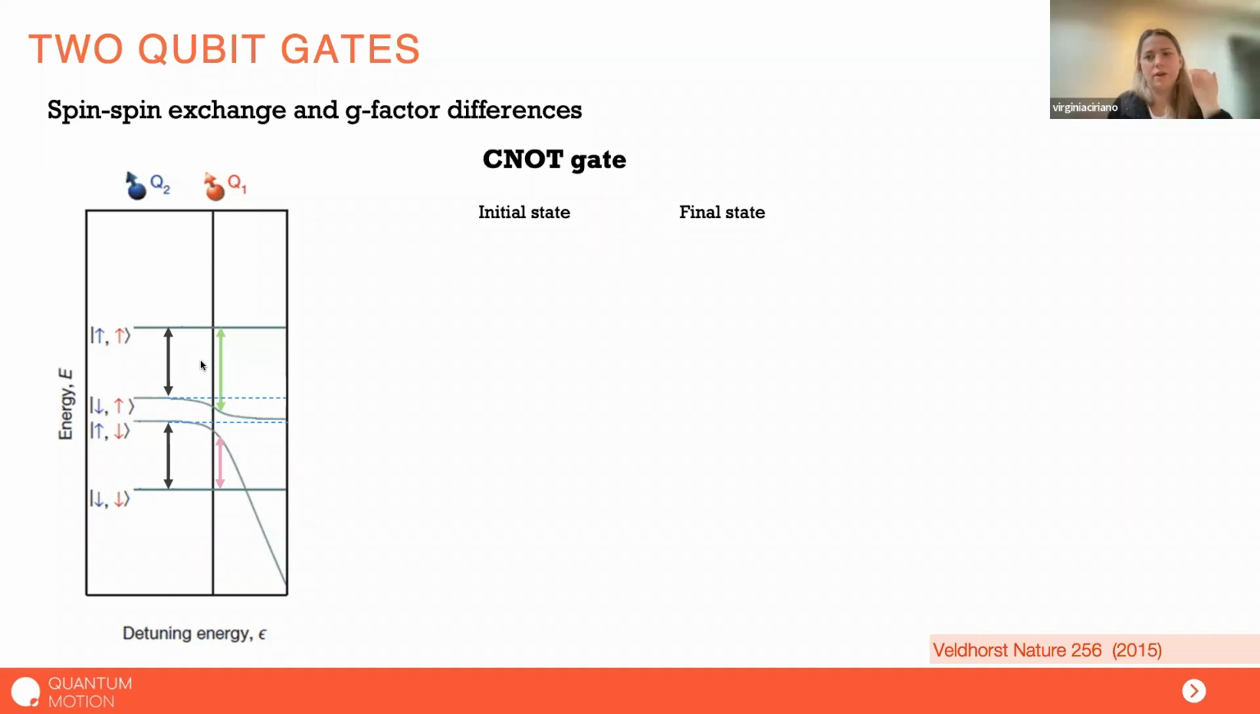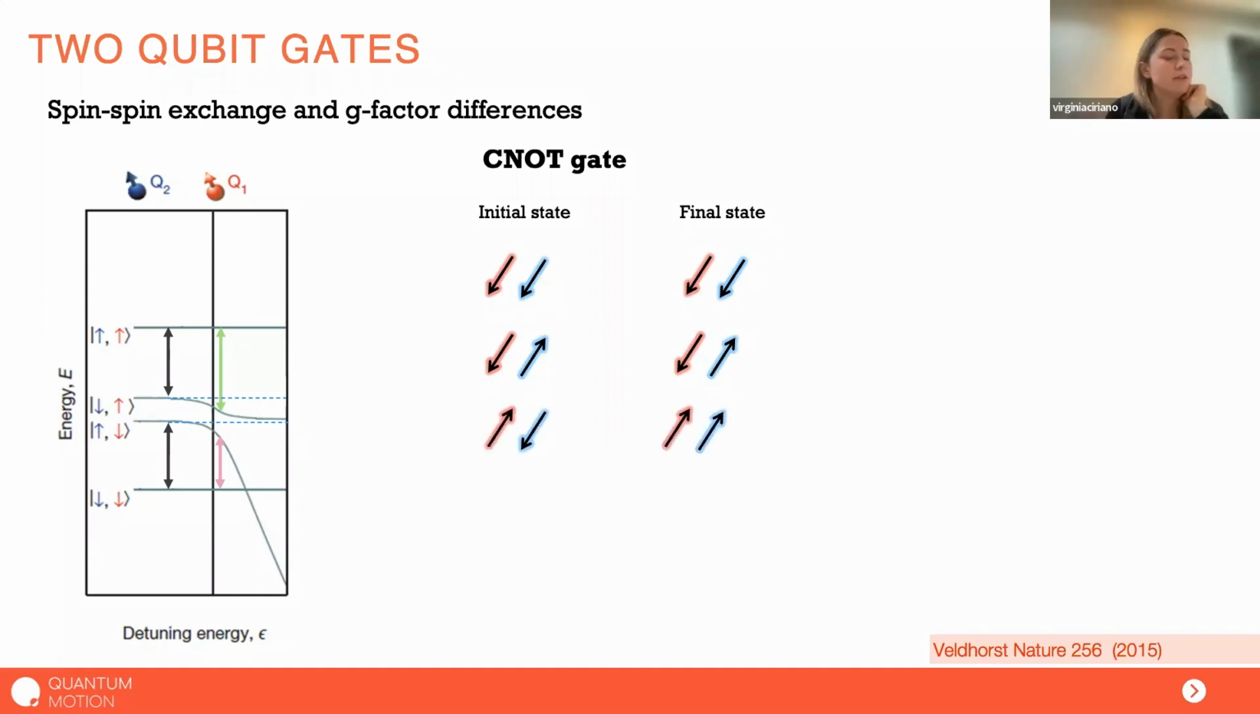What is a CNOT gate? Well, I can explain it by the initial state and the final state after applying this gate. A CNOT gate is a 2 qubit gate. So if you have both of your spins down, you will finish with both of your spins down. If you have the red one down and the blue one up, then you finish with the same.